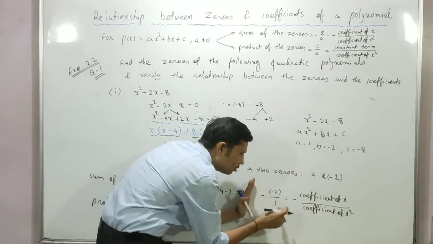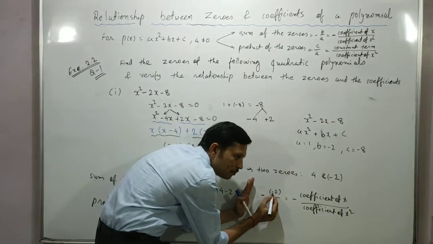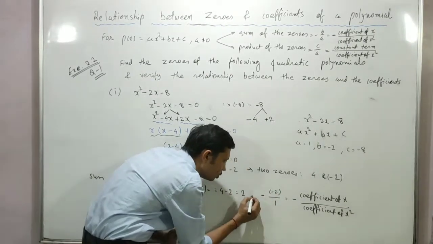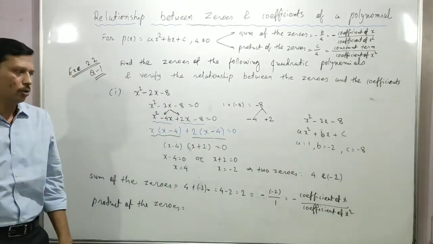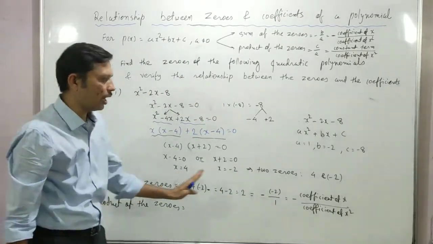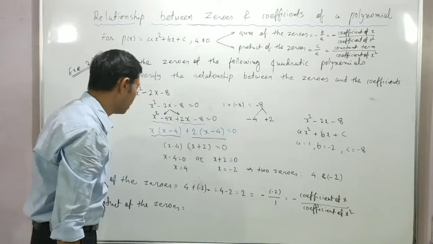Okay. What is the answer of this? Minus minus becomes plus. 2 in the numerator, 1 in the denominator. So overall the answer is what? 2. So both are equal. So this way we derived the relation between the sum of the zeros and the coefficients of the polynomial.